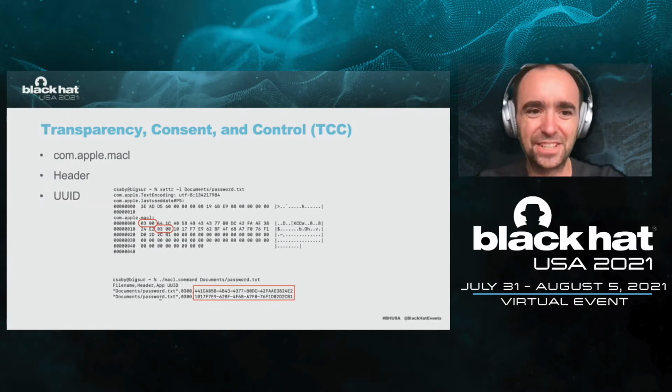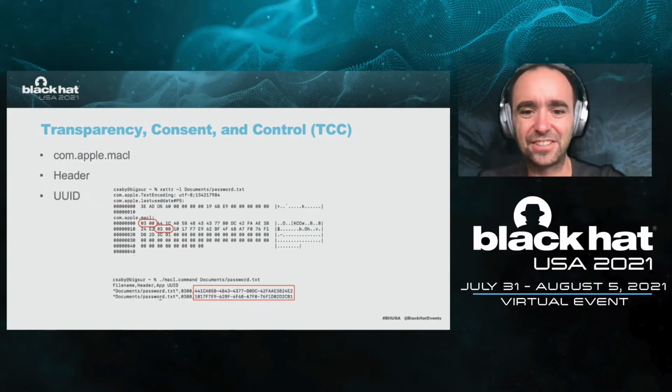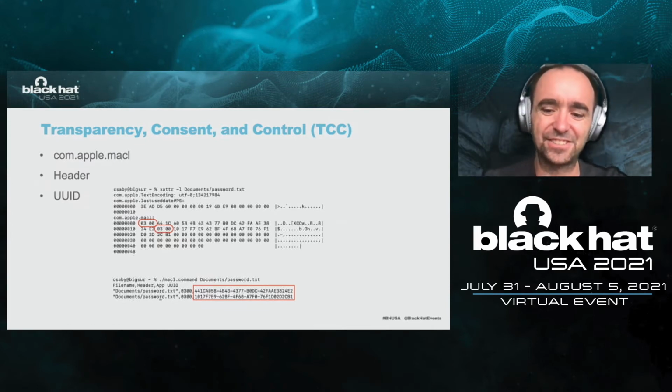Now, it's very important that this UUID is unique to the actual device. So if we transfer this file to another Mac device and we somehow manage to maintain this extended attribute, on that device, this attribute will not grant any access, in this case, to Terminal and TextEdit.